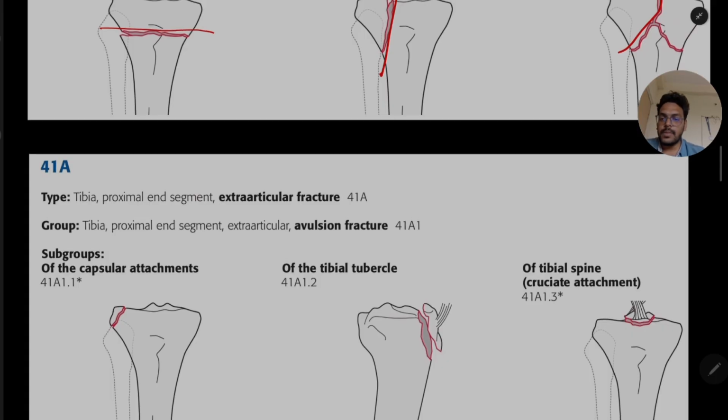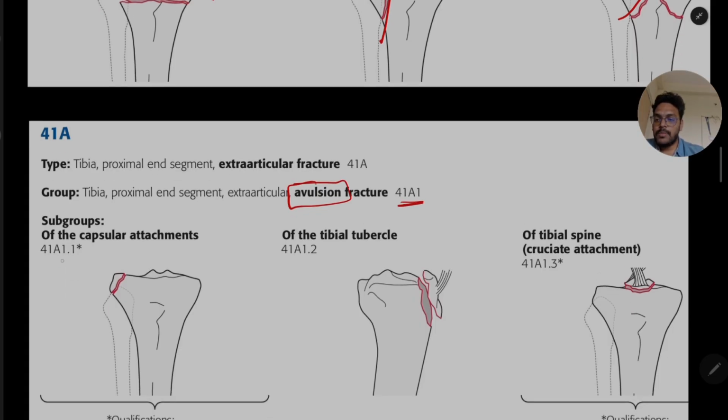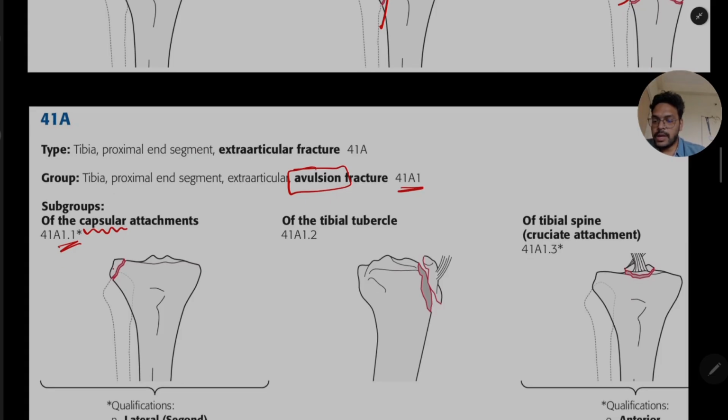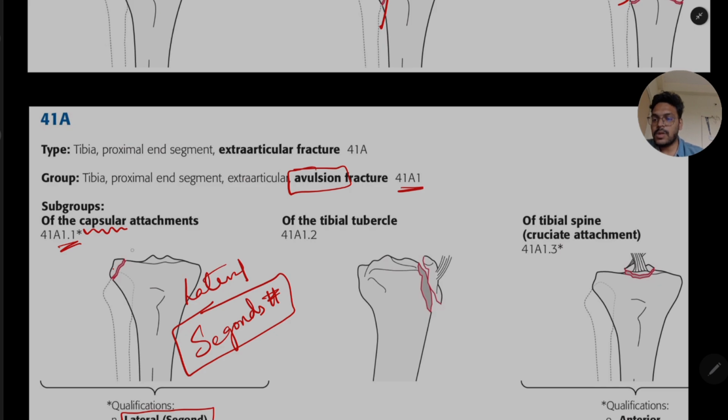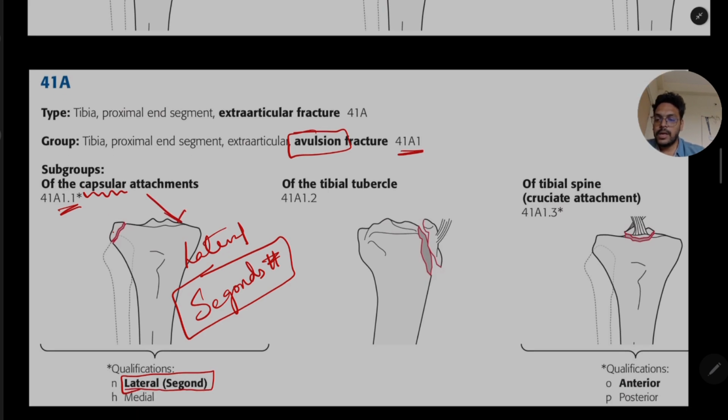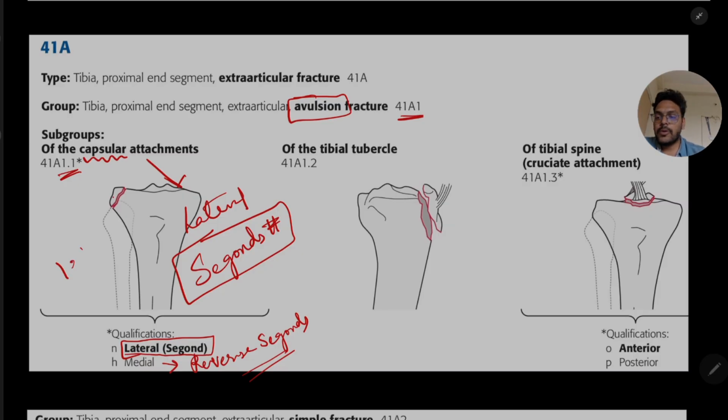So 4.1A is divided into A1, A2 and A3. A1 is an avulsion extra-articular fracture. In A1, A1.1 is capsular avulsion. So 1.1 is the capsule getting avulsed. If it is a lateral capsular avulsion, it is called Segond's fracture. Segond's fracture is a lateral capsular avulsion fracture, and reverse Segond is the medial capsular avulsion fracture.